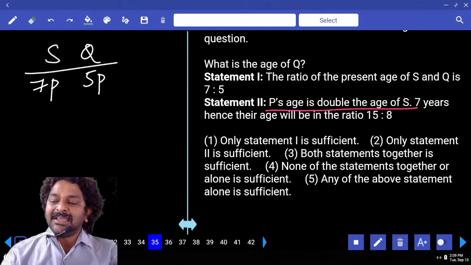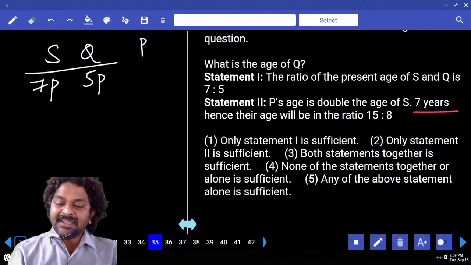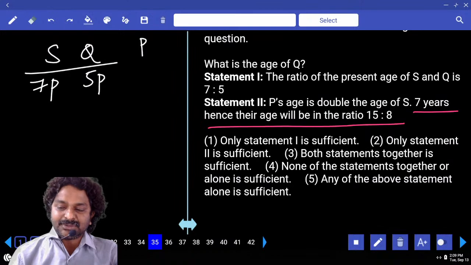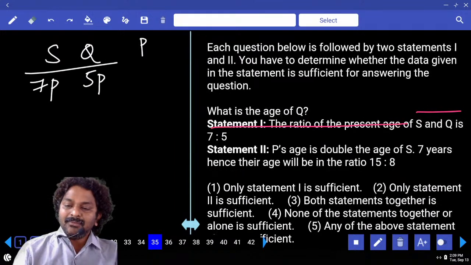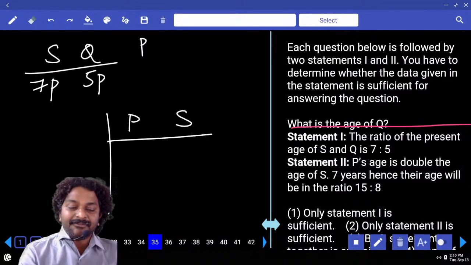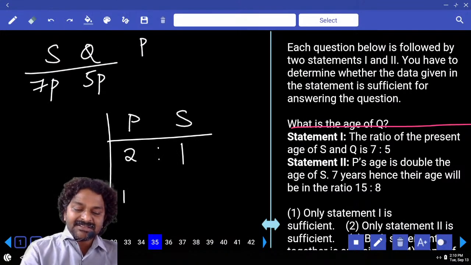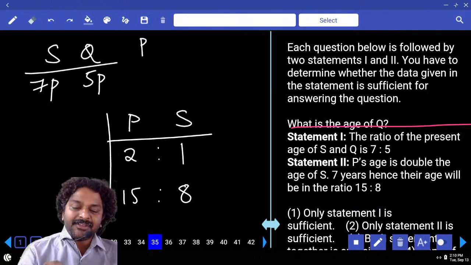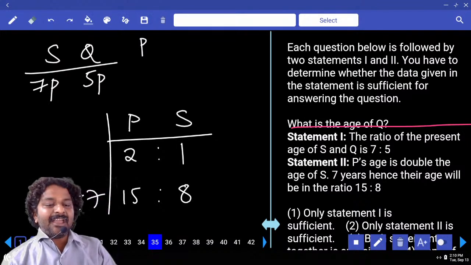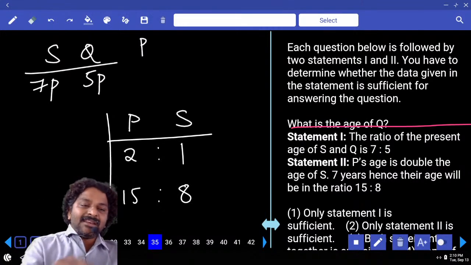P's age is double the age of S. You already know, right? The second information: 7 years hence their ages will be in the ratio 15:8. So now we have P and S. P's age is twice that of S, that is a 2:1 ratio. After 7 years they will be in the ratio 15:8. Using this, can we calculate the age of P? Yes, we can.